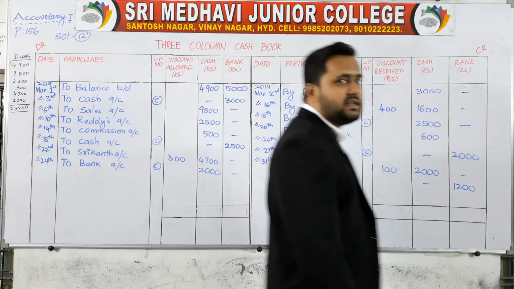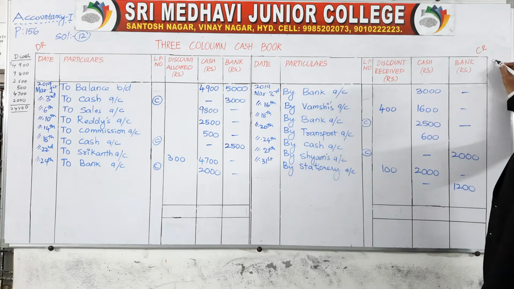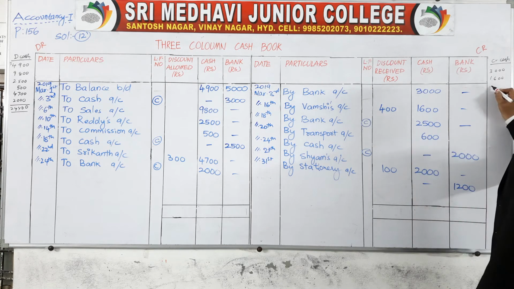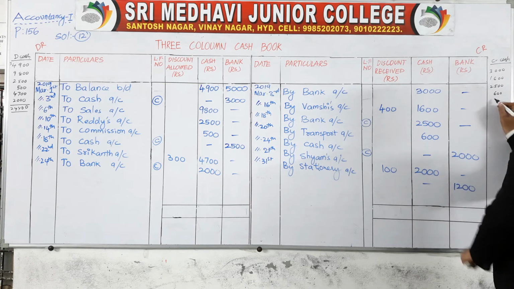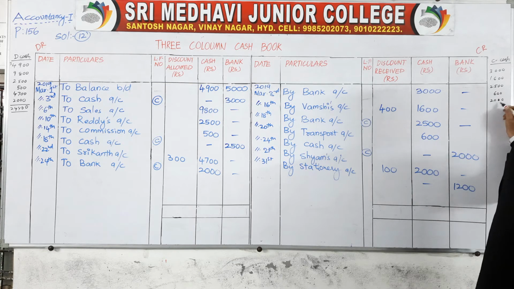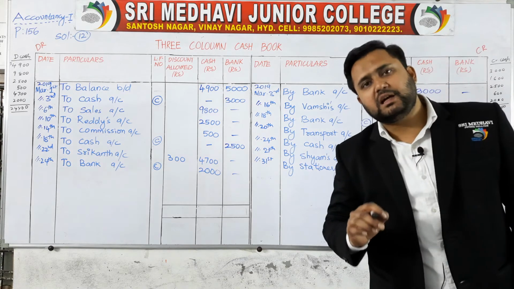Let's see the credit side cash total. Credit side cash: 3,000, 1,600, 2,500, 600, 2,000. 9,700 is the credit side cash.